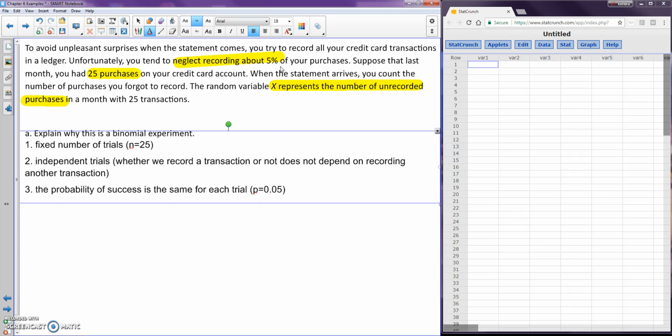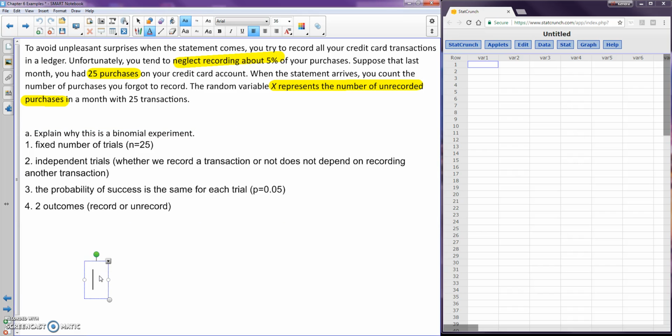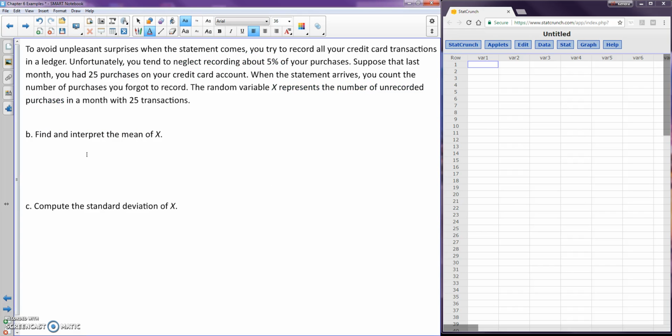So we neglect recording, so the unrecorded purchases are the successes. And then lastly, we have 2 outcomes, a success and a failure, and this is whether we record or not record there. So that's the way the 2 outcomes come in for a binomial. Proceeding on with the question here, we want to find and interpret the mean of x. So first, let's write out what we have so that we can compute the mean.